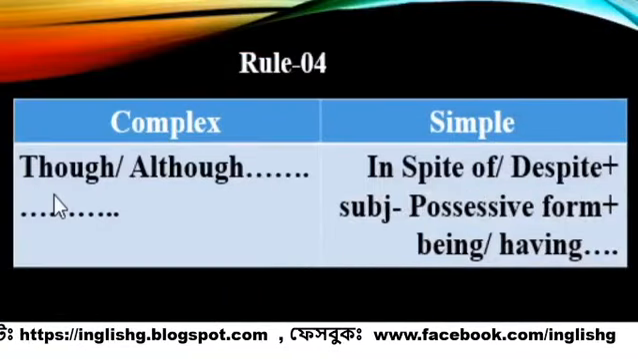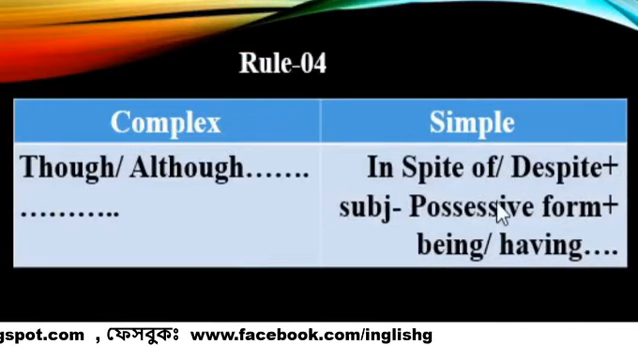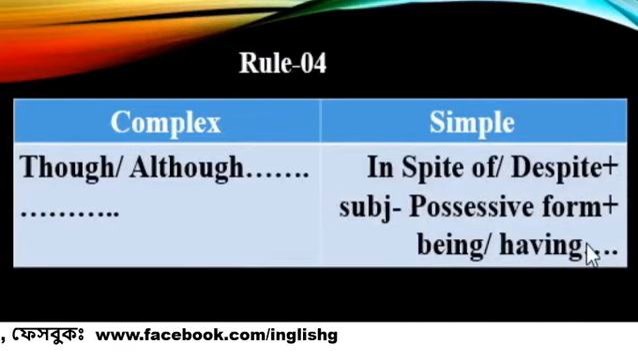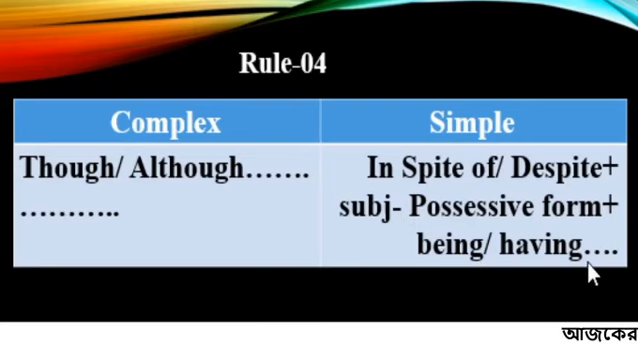Though or although in a complex sentence: in spite of or despite plus the possessive form of the subject plus being or having plus the rest of the sentence. Here we see that instead of though or although in the complex sentence we have to use in spite of or despite in the simple sentence. Then the possessive form of the subject if the subject is a pronoun, then being or having. If a be verb is used in the complex sentence, then we have to use being, and if a have verb is used in the complex sentence, then we have to use having. That is the rule. Let's go to the next example.